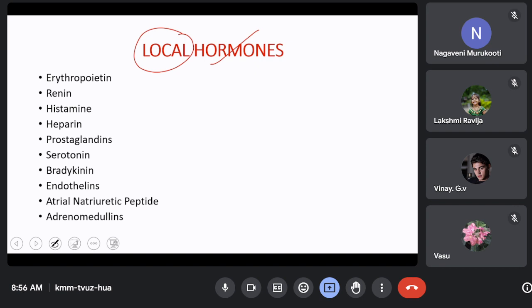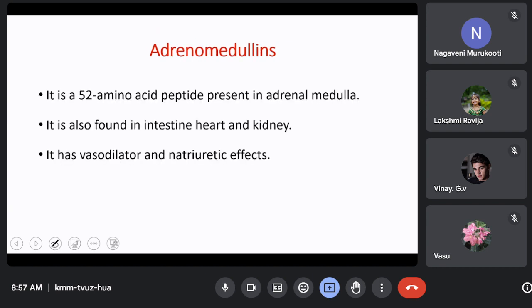And there are so many of these, like erythropoietin, renin, histamine and heparin, prostaglandins, serotonin, bradykinins, endothelins, atrial natriuretic peptide, and adrenomedullins. So let me explain these one by one. First of all, let us start with adrenomedullins. As the name implies, it is secreted by the adrenal medulla. So it's a protein that is secreted by the adrenal medulla, hence called adrenomedullins.